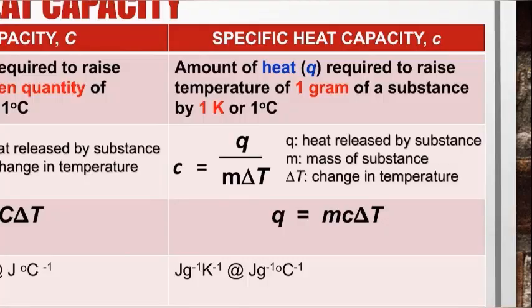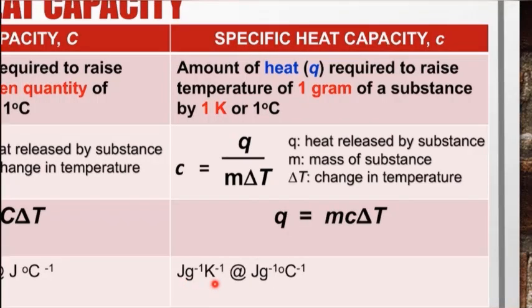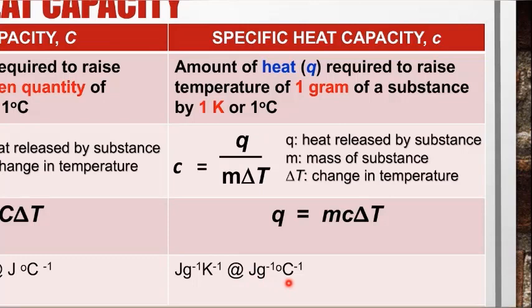If a mass of a substance is given, it will have a specific heat capacity. Specific heat capacity, or the symbol small c, is the amount of heat, or Q, required to raise the temperature of 1 gram of a substance by 1 Kelvin or 1 degree Celsius. The formula of specific heat capacity is small c equals Q over m delta T, where Q is the heat released by a substance, m is the mass of a substance, and delta T is the change in temperature. The unit for specific heat capacity is joule per gram per Kelvin or joule per gram per degree Celsius.